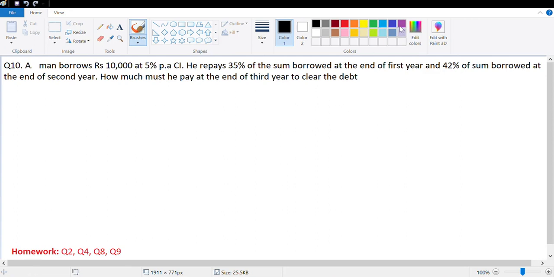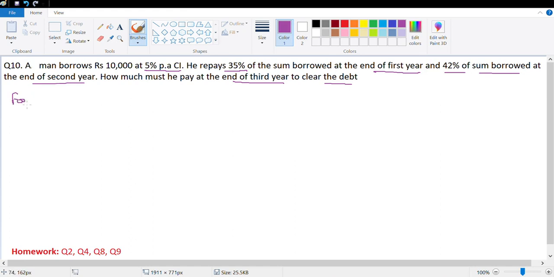The last question I solved with you is question number 10. Let's look at question 10. It says a man borrows rupees 10,000 at 5% per annum compound interest. He repays 35% at the end of first year, 42% of sum borrowed at the end of second year. How much must he pay by the end of third year to clear the debt?